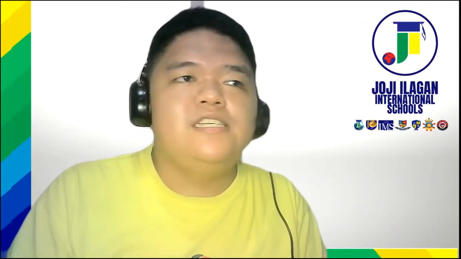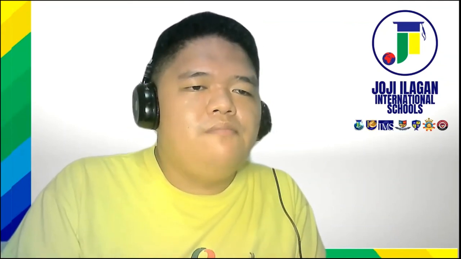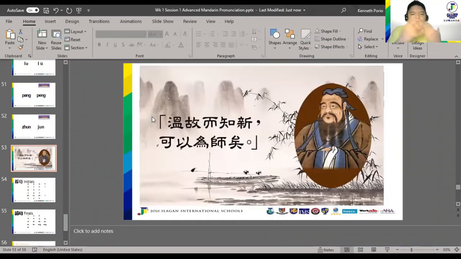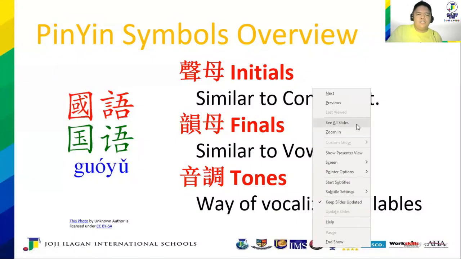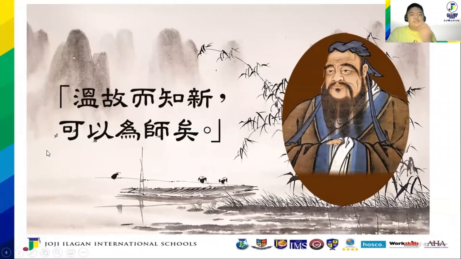And for this, we go back to how we learn Chinese. I'm showing you now again the quote of Confucius, 问故而知新，可以为师矣. You review the past lessons, you get something new, no? And when you learn something new, you become a teacher of others. This is what I'm showing to you right now in this slide. 问故而知新 is that particular line from that proverb.